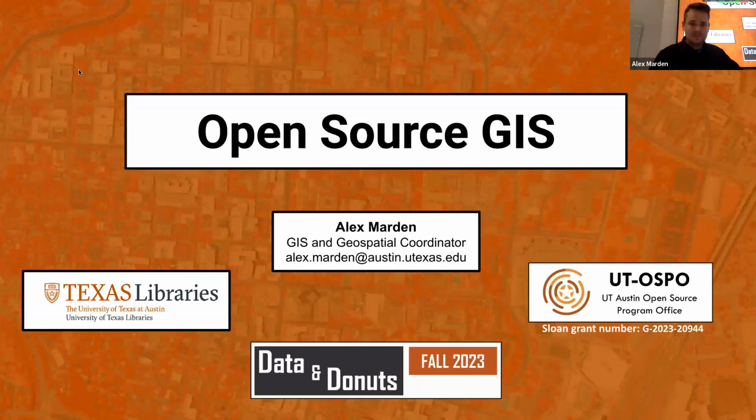And so let me move this screen sharing. So yeah. Today is, again, a really exciting topic. We're talking about open source GIS. So this is part of the Data and Donuts series here with the Texas Libraries. And this presentation is also part of our collaboration with the new UT Austin Open Source Program Office, where we are focusing on open source software and the open source research pathway, which I'll talk a little bit more about in a second.